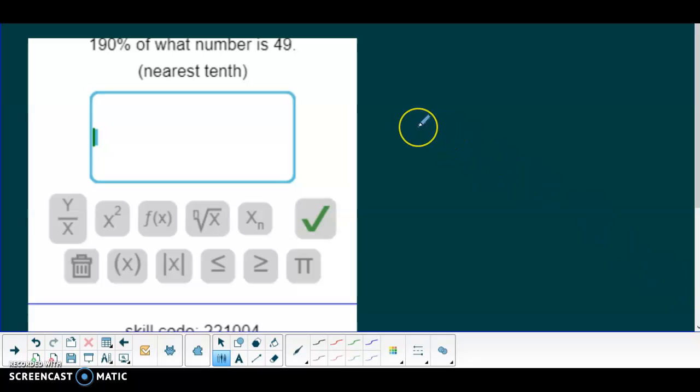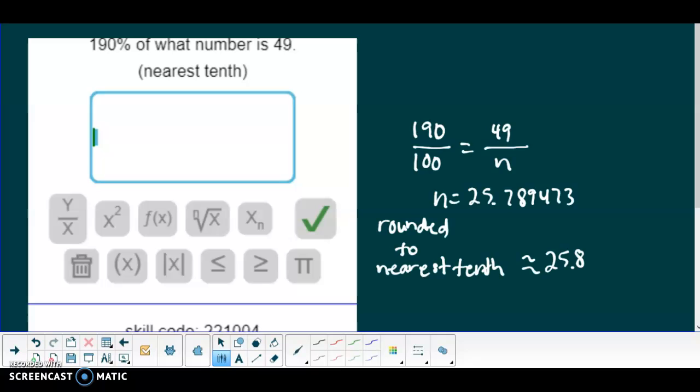Try this one out on your scratch paper and enter your answer. Here is how you should have set up your proportion on your scratch paper. When you used your calculator, it probably gave you an answer of 25.789473, but the question wants the answer rounded to the nearest tenth. 25.789473 rounds to 25.8.